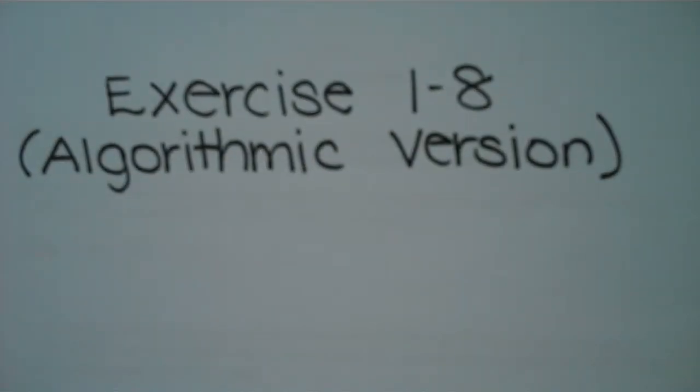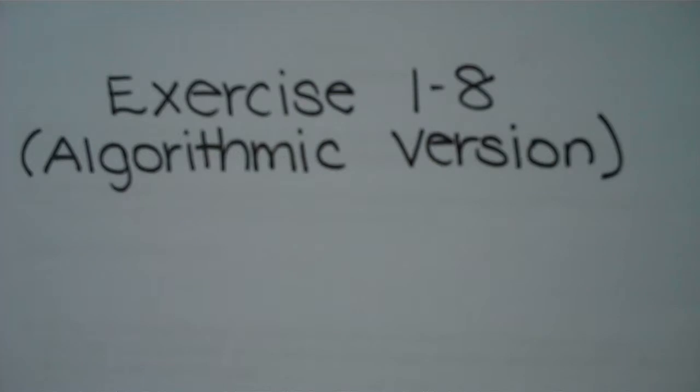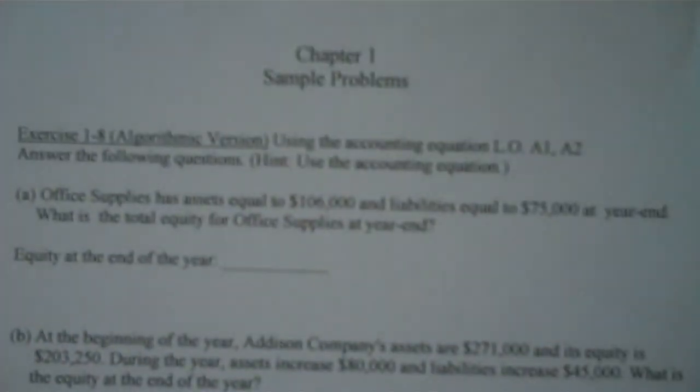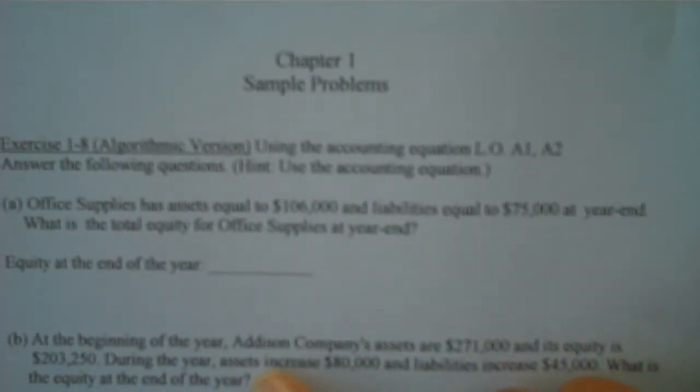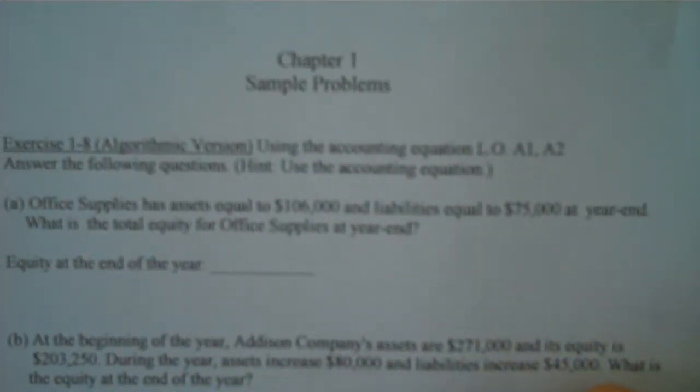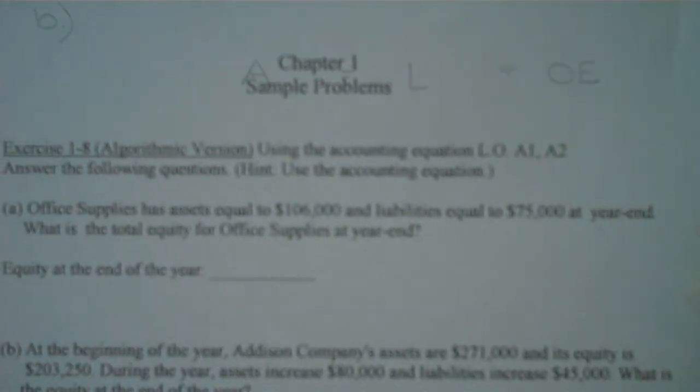We're going to be doing part B of the sample problem that was posted to Blackboard for exercise 1-8. Again, this is an algorithmic version, so it's just to serve as a sample, meaning the numbers are different from those listed in your textbook, but the process is identical. If you haven't already done so, go ahead and try part B of the sample problem posted on Blackboard, and we'll work through the solution here in a minute.